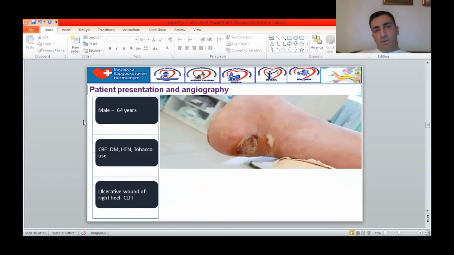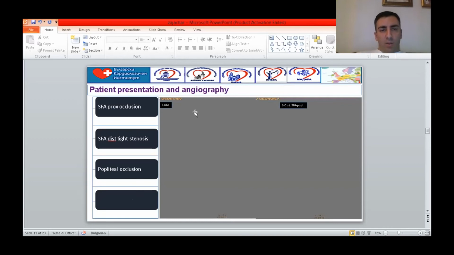So this is the first case that I will show you. This is a 64-year-old male with an ulcerative wound of the right foot with critical limb-threatening ischemia. I hope that this will go now. Maybe we should wait.